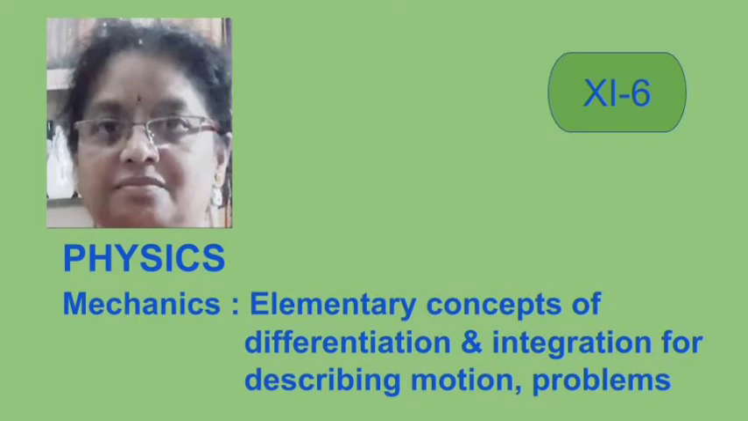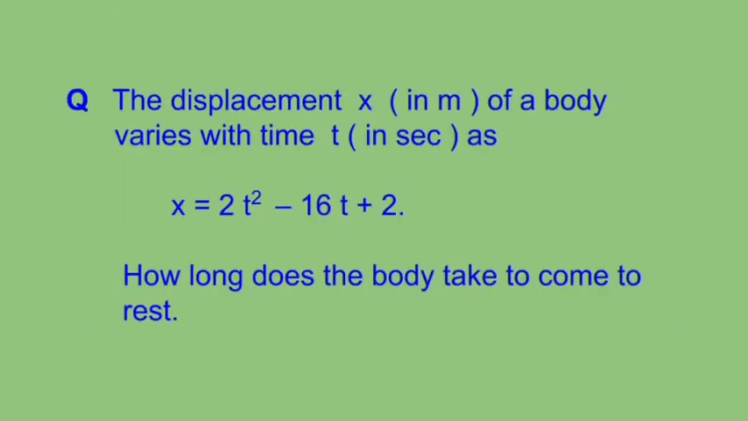Now we will solve some problems using differentiation and integration. Question number 1. The displacement x in meters of a body varies with time t in seconds, as x is equal to 2t square minus 16t plus 2. How long does the body take to come to rest?